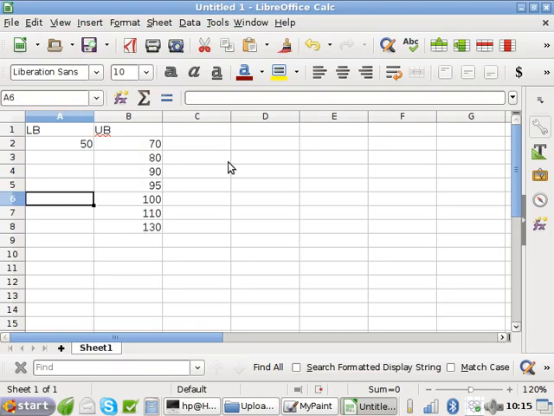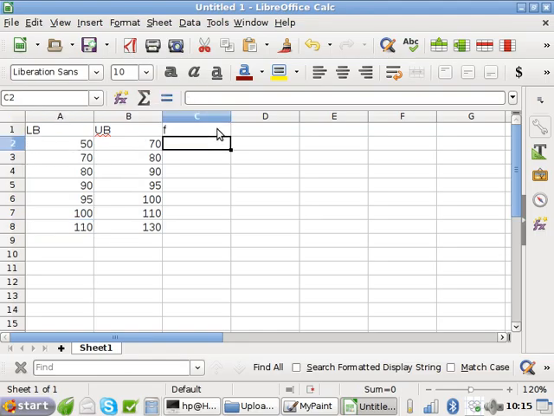And then the other side? 50, well it has to be 70. Yeah. They're the lower and the upper. And then the frequencies. What's the first frequency? 54, 45, 69, 46, 36, 58, 42.